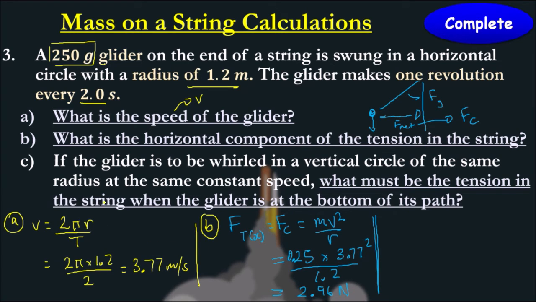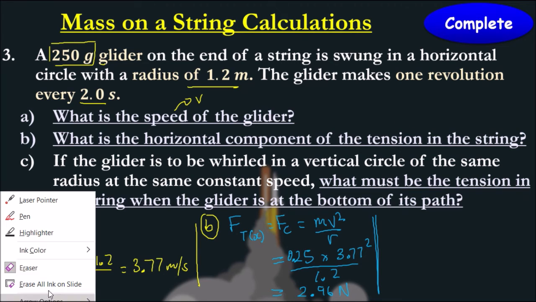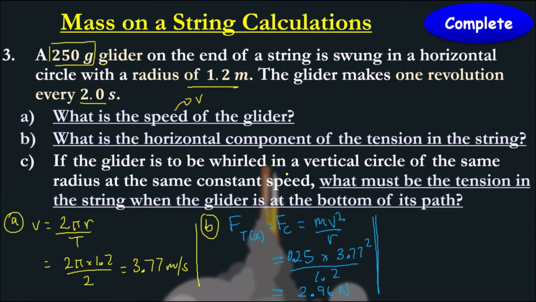All right. Last one is, if the glider was swung vertically, what must the tension be when the glider is at the bottom of the path? So at the bottom of the path, let's just redraw our diagram. As you can see, there's quite a lot of different scenarios in this question, which makes it really nice to try out. So we're spinning it up around like so.